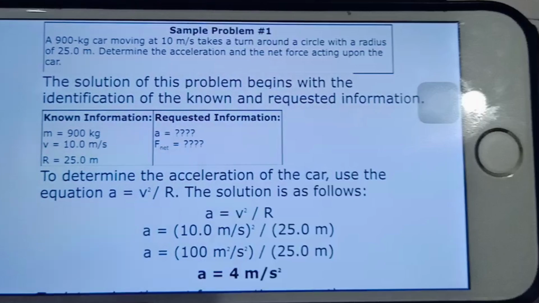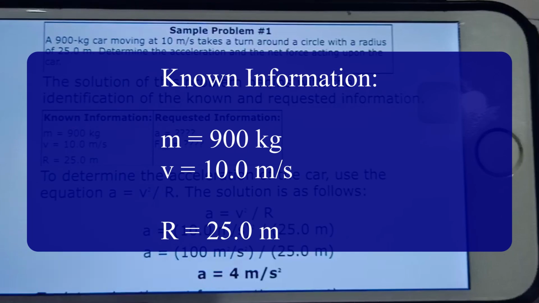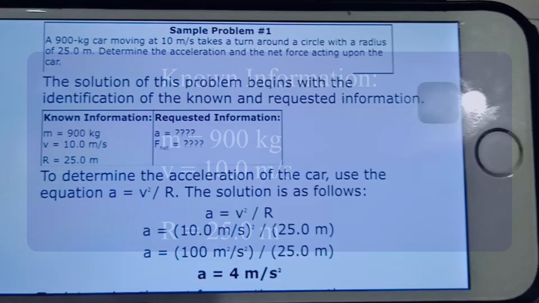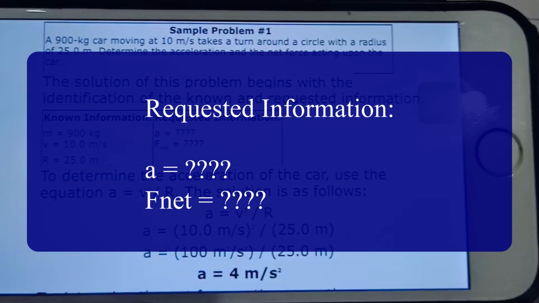So the solution of this problem begins with the identification of the known and requested information. The known information is the mass, speed, and the r. So m equals 900 kilograms, v equals 10 meters per second, and r equals 25 meters. The requested information is in our problem.